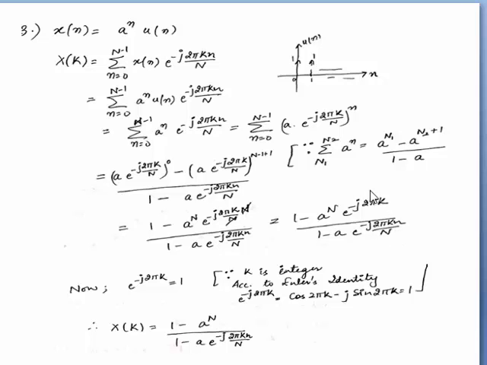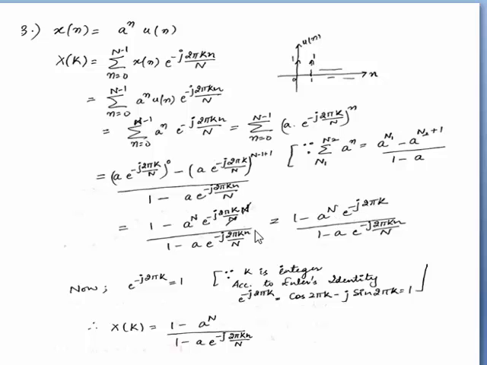Now the term e raised to power minus j 2 pi k is equal to 1 because k is an integer. According to Euler's identity, e raised to power minus j 2 pi k is equal to cos 2 pi k minus j sin 2 pi k, and k is an integer. If we put k equal to 0, cos 0 is 1 and sin 0 is 0. If we put k equal to 1, cos 2 pi is again 1, sin 2 pi is 0. So it is always equal to 1. So put the value of e raised to power minus j 2 pi k equal to 1 here.